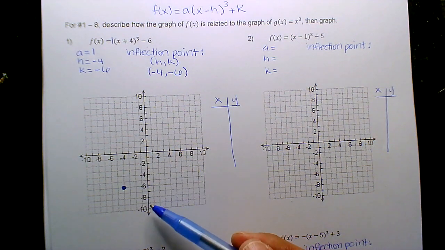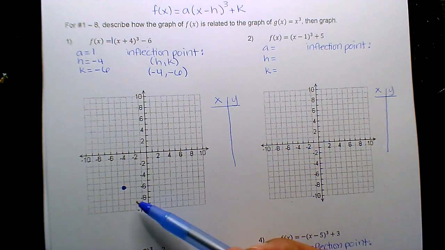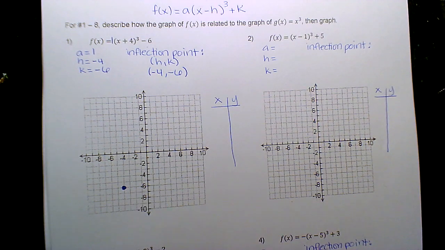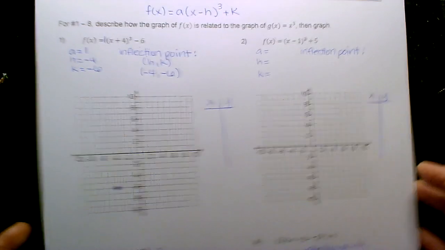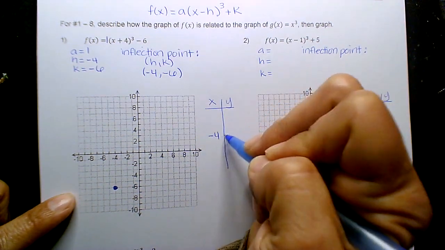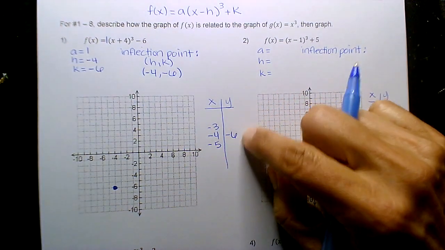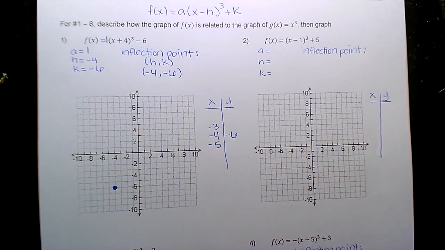But we need to get the points. And you don't want to go too far away. You do want to go to the right and the left of the inflection point because you want to see how flat that little inflection area is where it changes concavity. Okay, so if I put in -4, -6 here, I'm going to take -3 and I'm going to take -5. But there is no symmetry. It is not a quadratic.